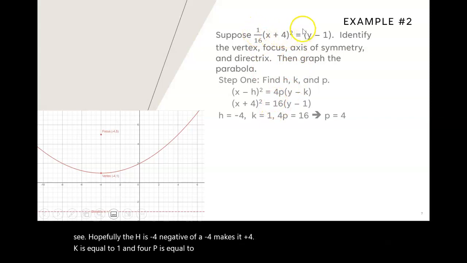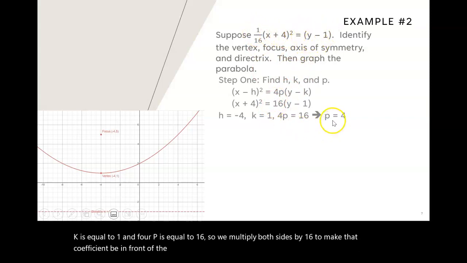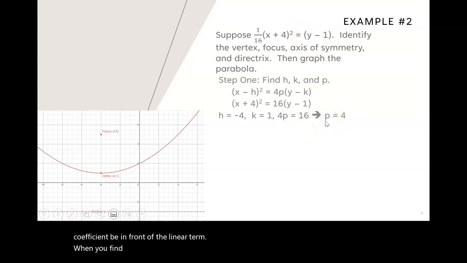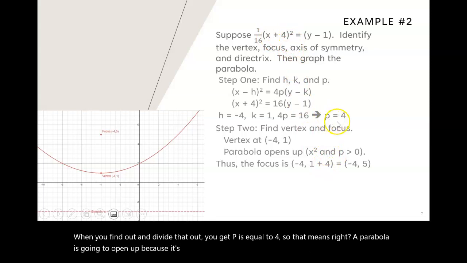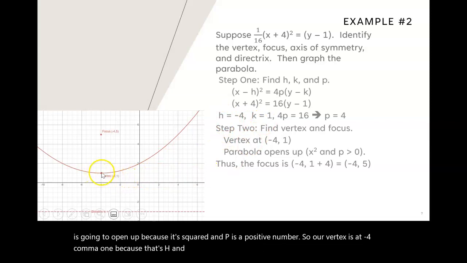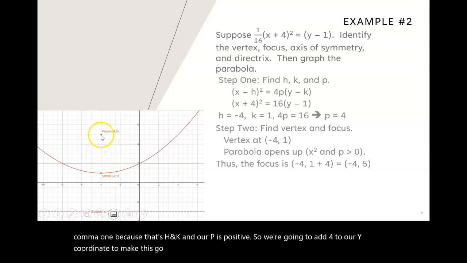So we multiply both sides by 16 to make that coefficient be in front of the linear term. When you divide that out, you get p is equal to 4. So that means the parabola is going to open up because it's an x squared and p is a positive number. So our vertex is at negative 4 comma 1, because that's h and k, and our p is positive, so we're going to add 4 to our y-coordinate to make this go up towards its focus.